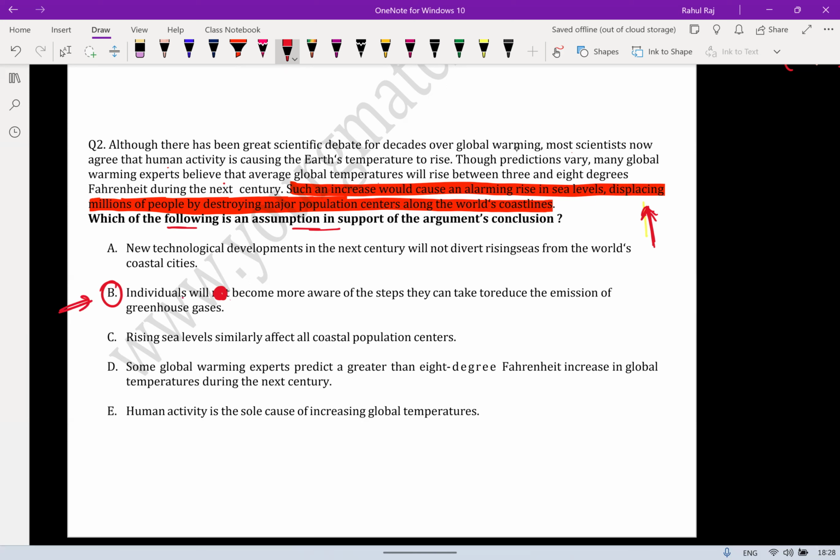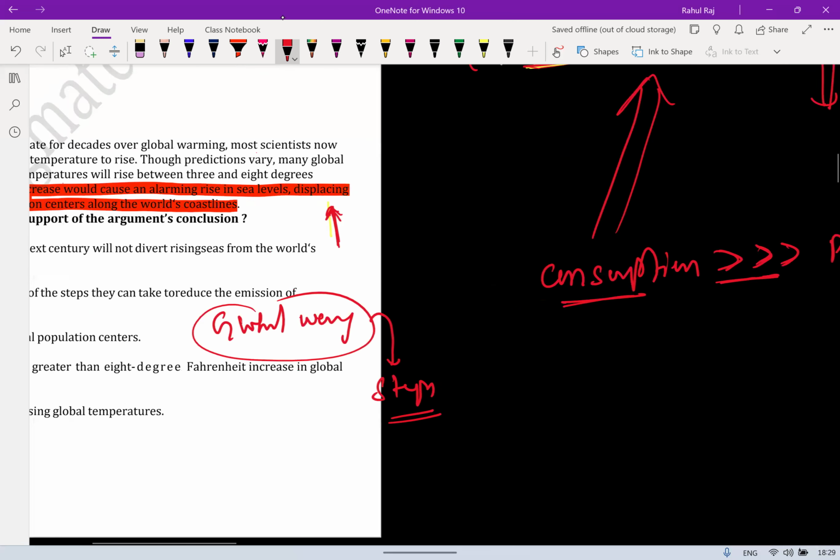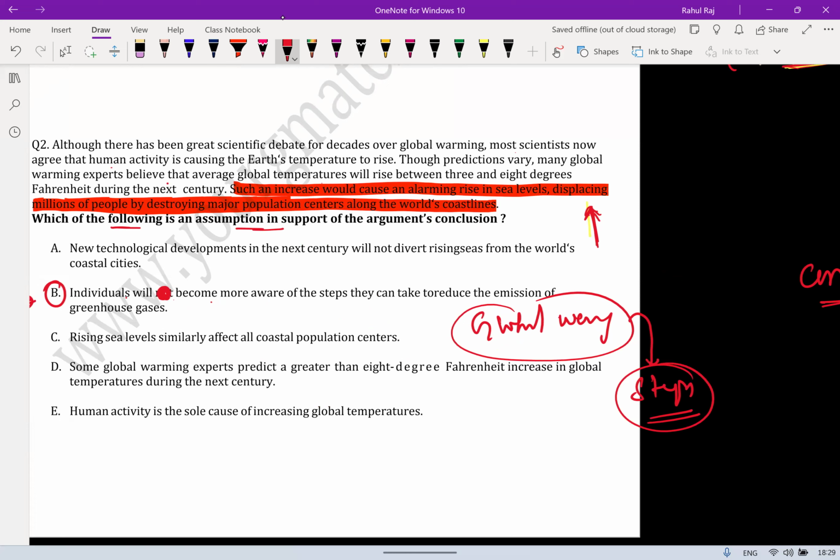If I negate this, individuals will become more aware of the steps they can take to reduce the emission of. Aren't you aware right now that global warming is going on? Does it mean that you are trying to take some sort of steps to reduce the global warming? You being aware about global warming and you taking steps for global warming are two different corners of the ocean. Just you being aware about global warming does not at all justify that you will start taking steps also. Be 100% sure about it. Am I right? Yes or no?